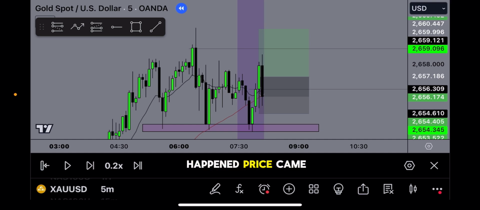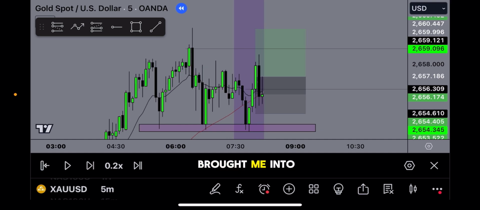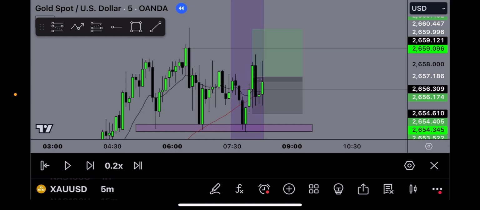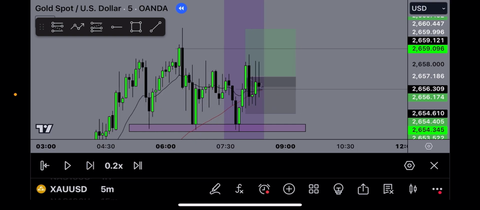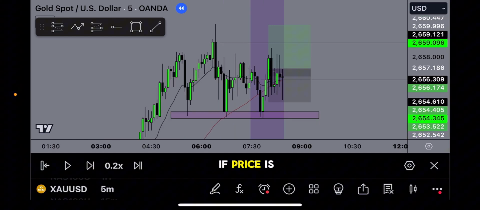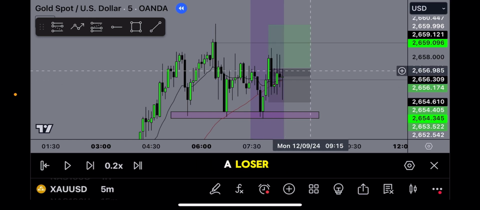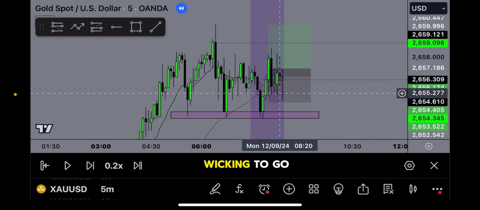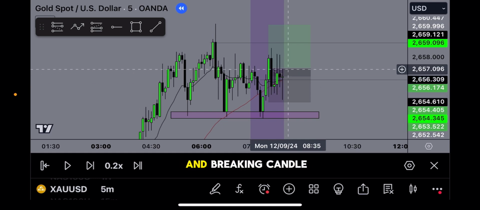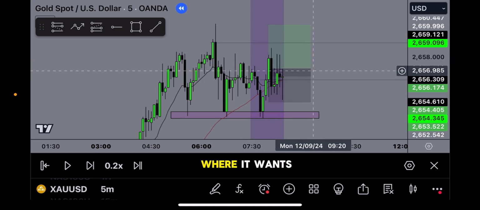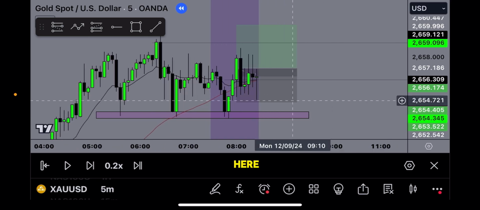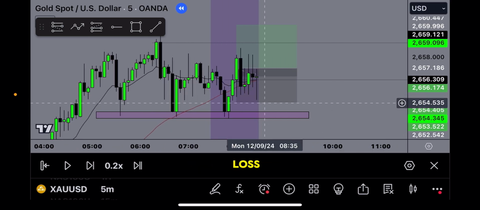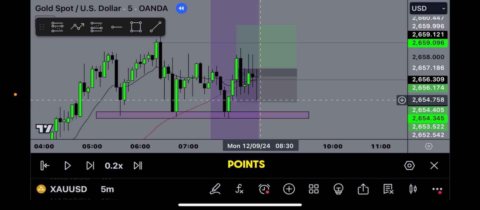And let's see what happened. Price came back down, brought me into drawdown. It was just consolidating for a little bit. See, at times, if price is taking a long time to hit your take profit, like it's doing here, then that trade might be a loser. Price is consolidating, wicking to go to the upside, wicking to go to the downside, breaking candle lows and breaking candle highs. So price is uncertain where it wants to go, right? And right here, it literally almost hit my stop loss and took my money by like 1 or 2 points.